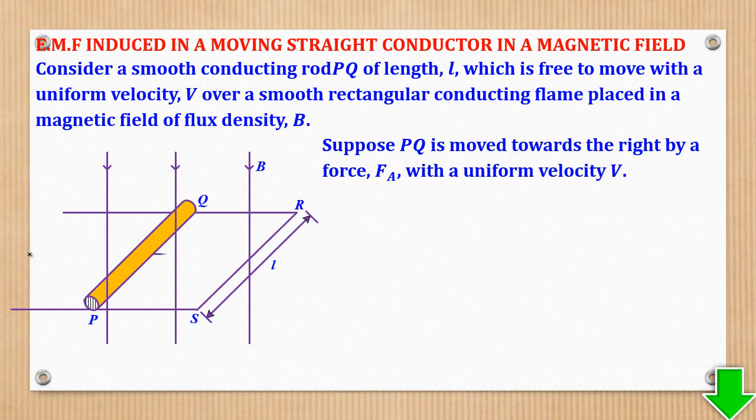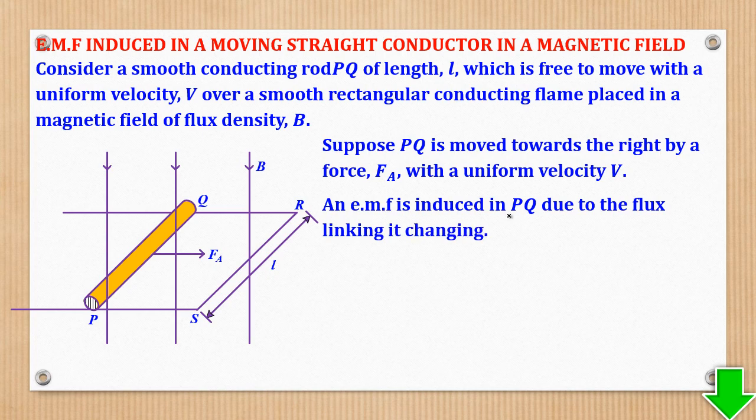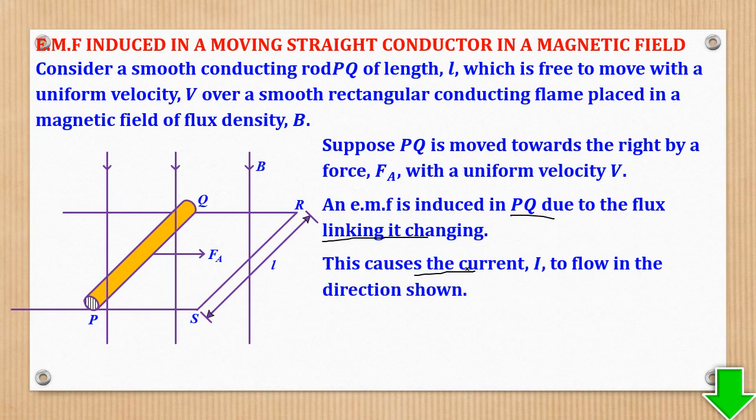So let's put that force there. And we all know that when there is a change in magnetic flux, EMF has to be induced in the coil, and therefore current has to flow. So an EMF is induced in P2 due to the flux linking it changing. Because of that, current will flow as shown. So that will be the current flowing. Because it flows here, it will also flow in this frame.